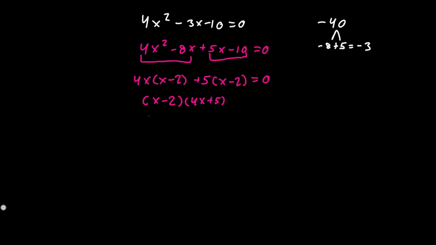And setting each factor equal to 0, x minus 2 is equal to 0, and 4x plus 5 is equal to 0. We see that for the left factor, x is equal to 2, and subtracting 5 from both sides, we have 4x is equal to negative 5. Dividing both sides by 4, we have x is equal to negative 5 over 4.